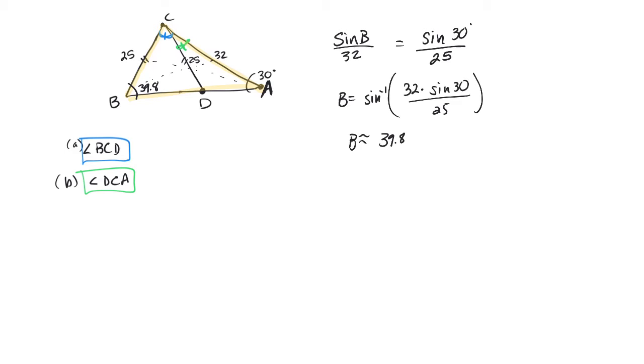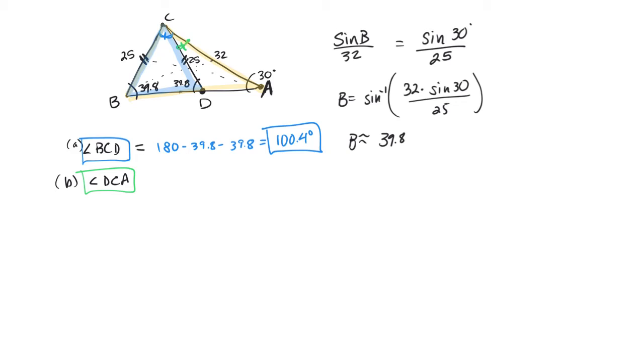Okay, and in this problem we have an isosceles triangle because both of these side lengths are the same. And in an isosceles triangle, those corresponding angles are the same. So that lets us know that for this angle BCD, we have a triangle here, and the sum of angles in that triangle should add up to 180. So we'll take 180 minus 39.8 minus the other base angle, and that gives us that that angle is approximately 104 degrees.